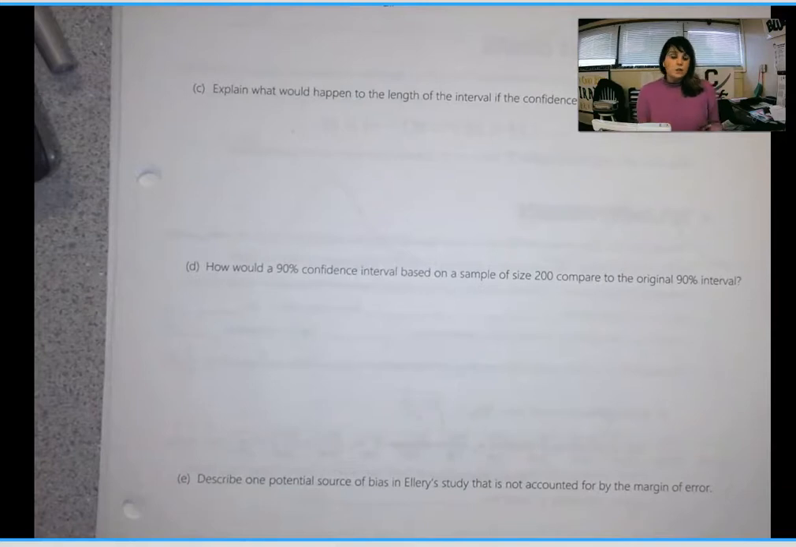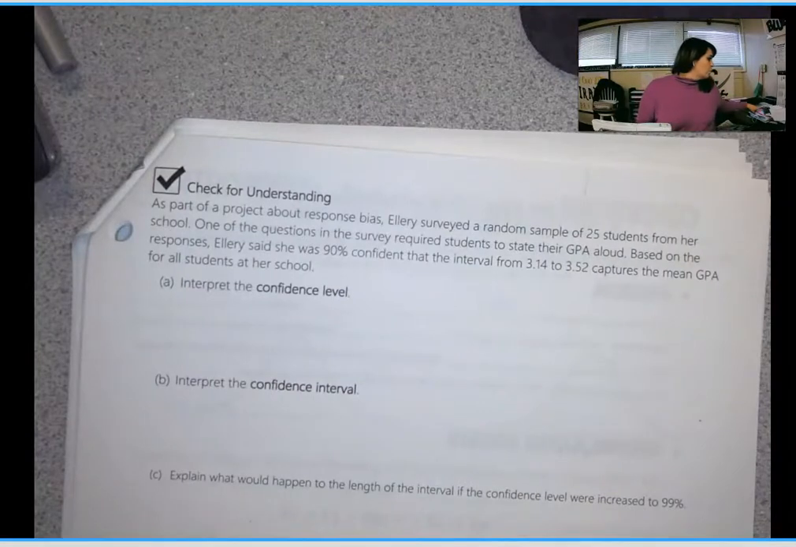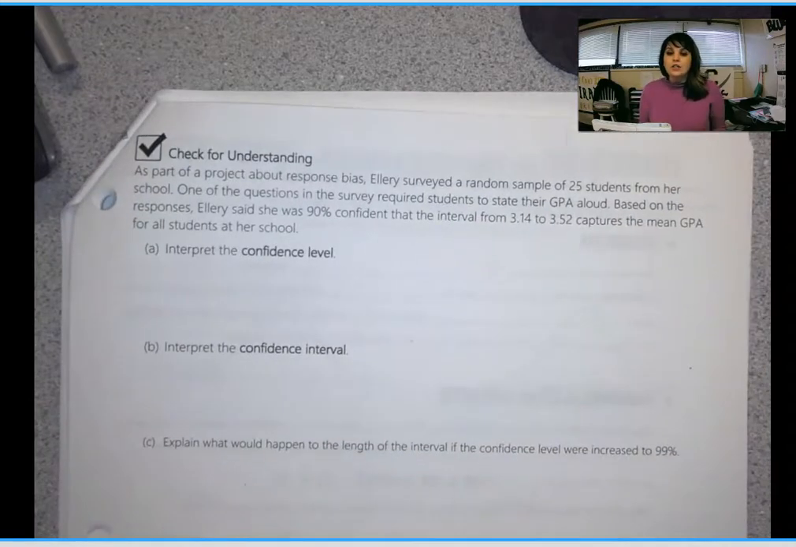So the last thing that I want to talk about, and I will try to keep it very brief, is part E. As part of a school project, Ellery surveyed a random sample of 25 students from her school, and one of the questions in the survey required students to state their GPA aloud. Based on the responses, Ellery said she was 90% confident that the interval from 3.14 to 3.52 captures the mean GPA for all students.